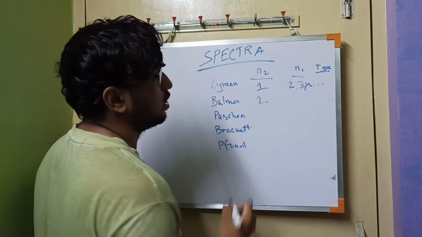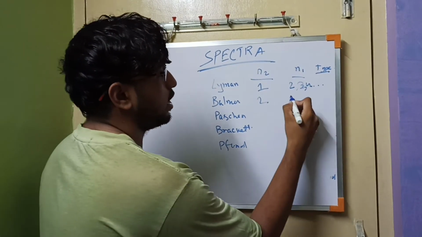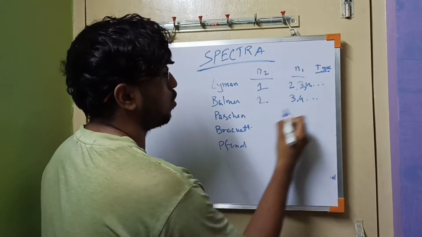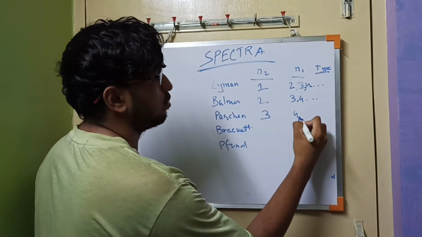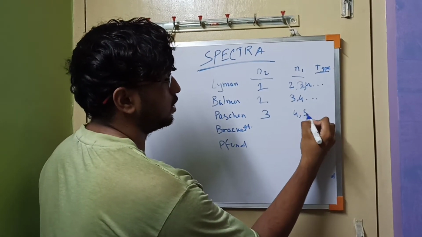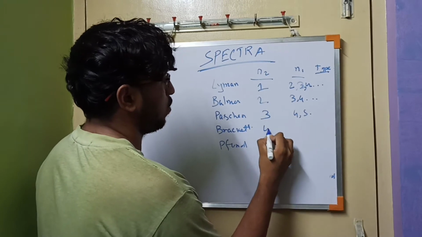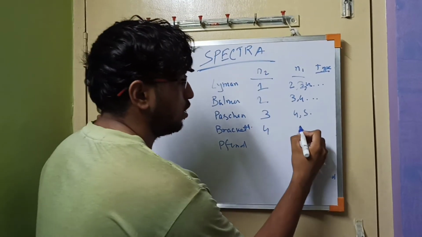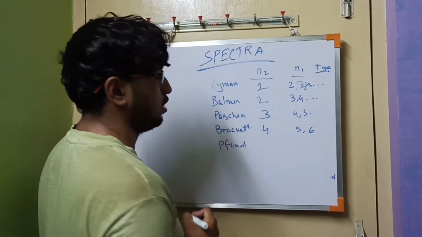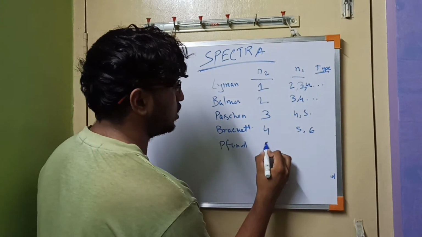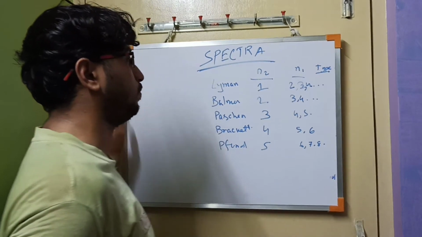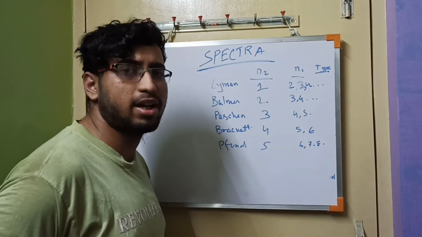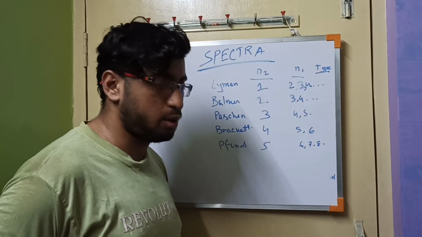For Balmer, n2 is 2 and n1 is 3, 4 and so on. For Paschen, n2 is 3 and quite naturally n1 is 4, 5. For Brackett, n2 is 4 and n1 is 5, 6. For Pfund, n2 is 5 and n1 is 6, 7, 8 and so on. So now this is the spectral table for atomic hydrogen.